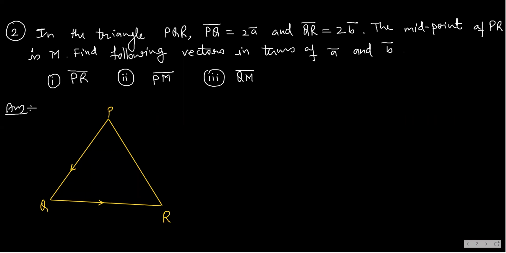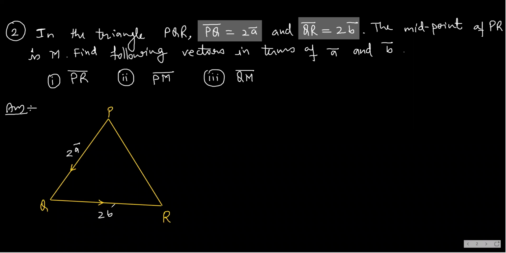Please copy. So now here we have the second question. It reads: in the triangle PQR, PQ bar is 2a bar. PR bar is 2b bar. So you have the triangle PQR. PQ bar is 2a bar, see this vector PQ bar. I drew the triangle PQR, then I'm showing the vector PQ bar as 2a bar. Then QR bar is 2b bar. The midpoint of PR bar is M. So here you have the midpoint, which is M.